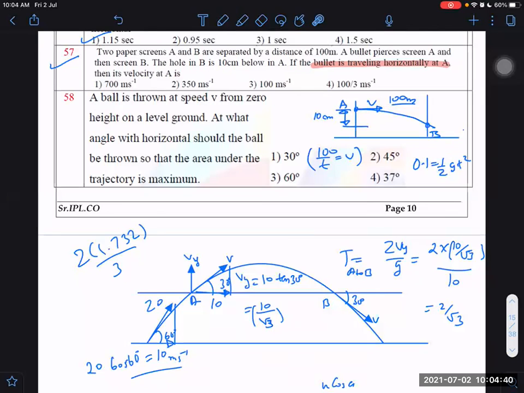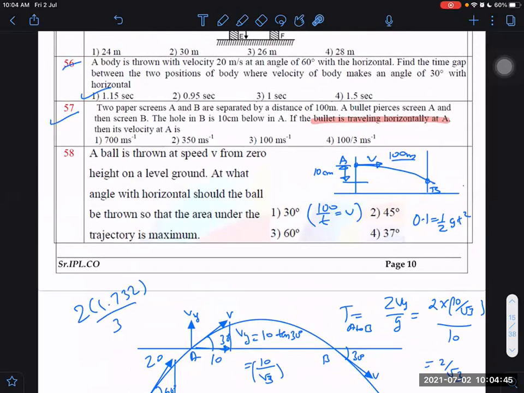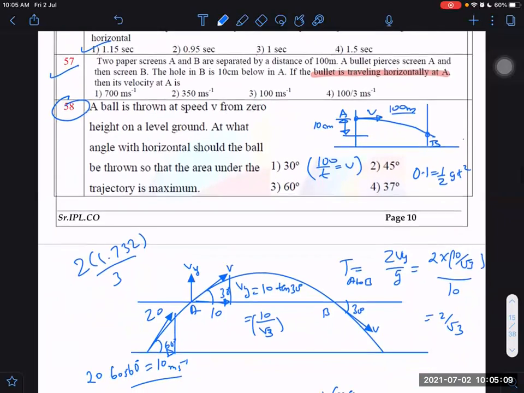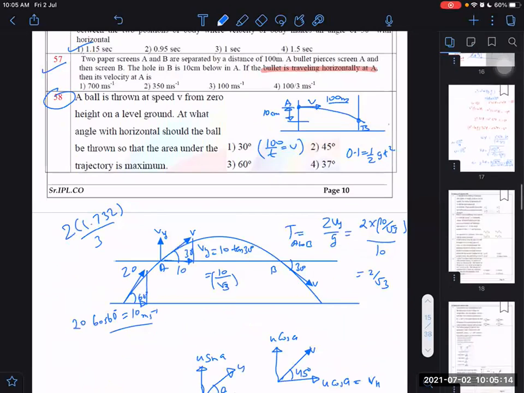Okay. Yes, sir. 58. Area under trajectory has to be maximum. Different question. I think the answer is 60 degrees for this, but it's because I remember. Only thing is, we have to determine the area first, and then we can say.